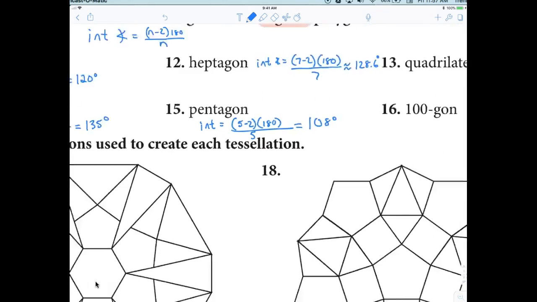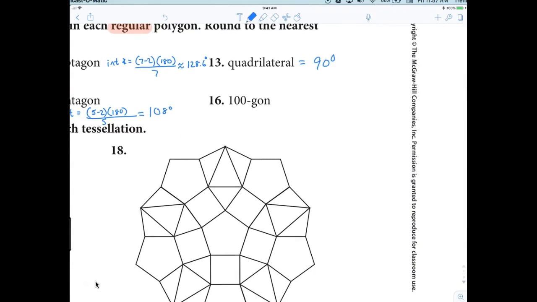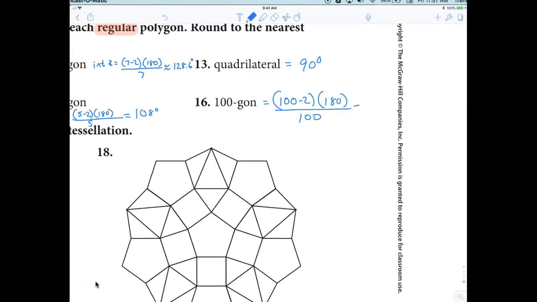All right. So here we go. Number 16. You got this, Julia? Yeah. All right, give it a shot. It's 100 minus 2, and then parentheses 180, and then divided by 100. Beautiful. And then I got 17.